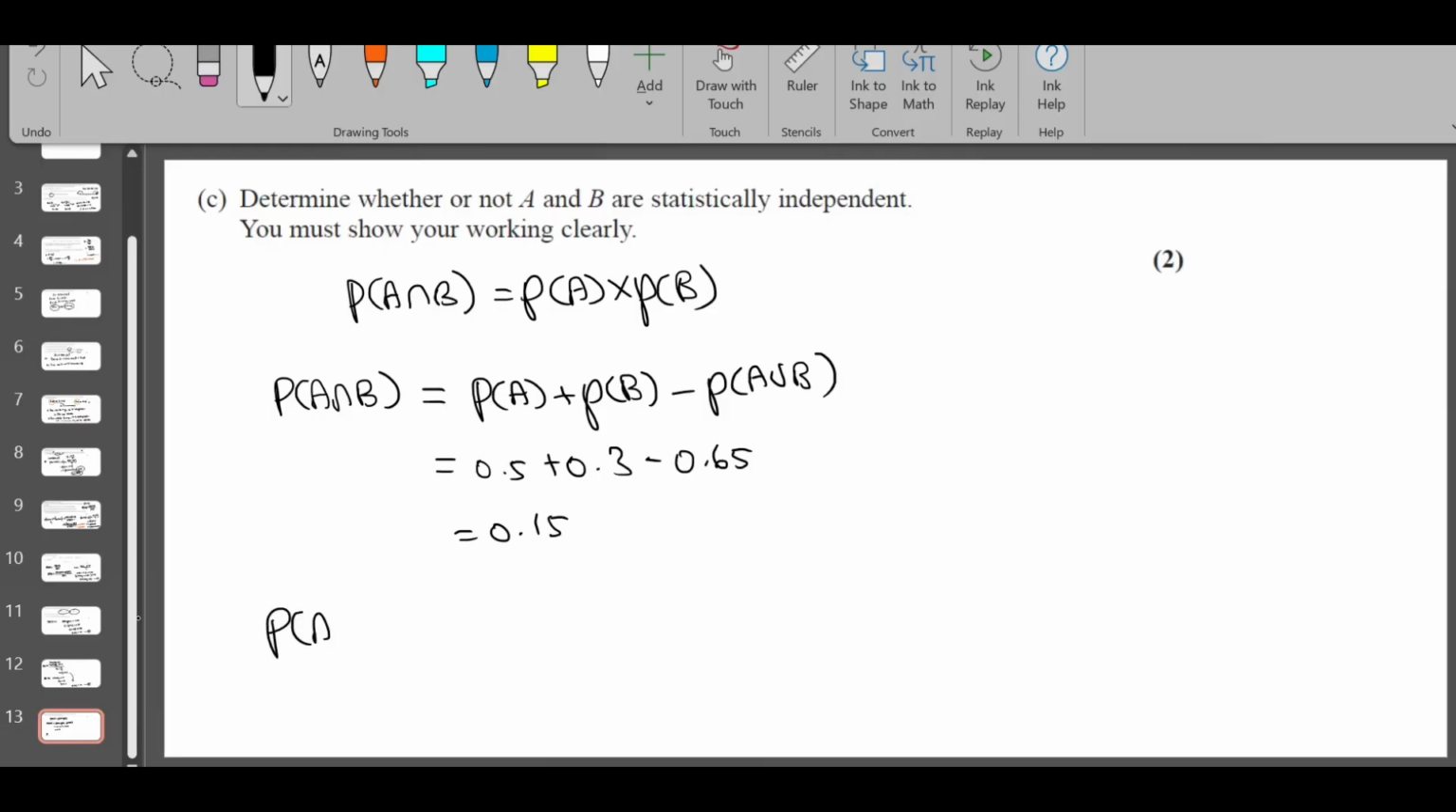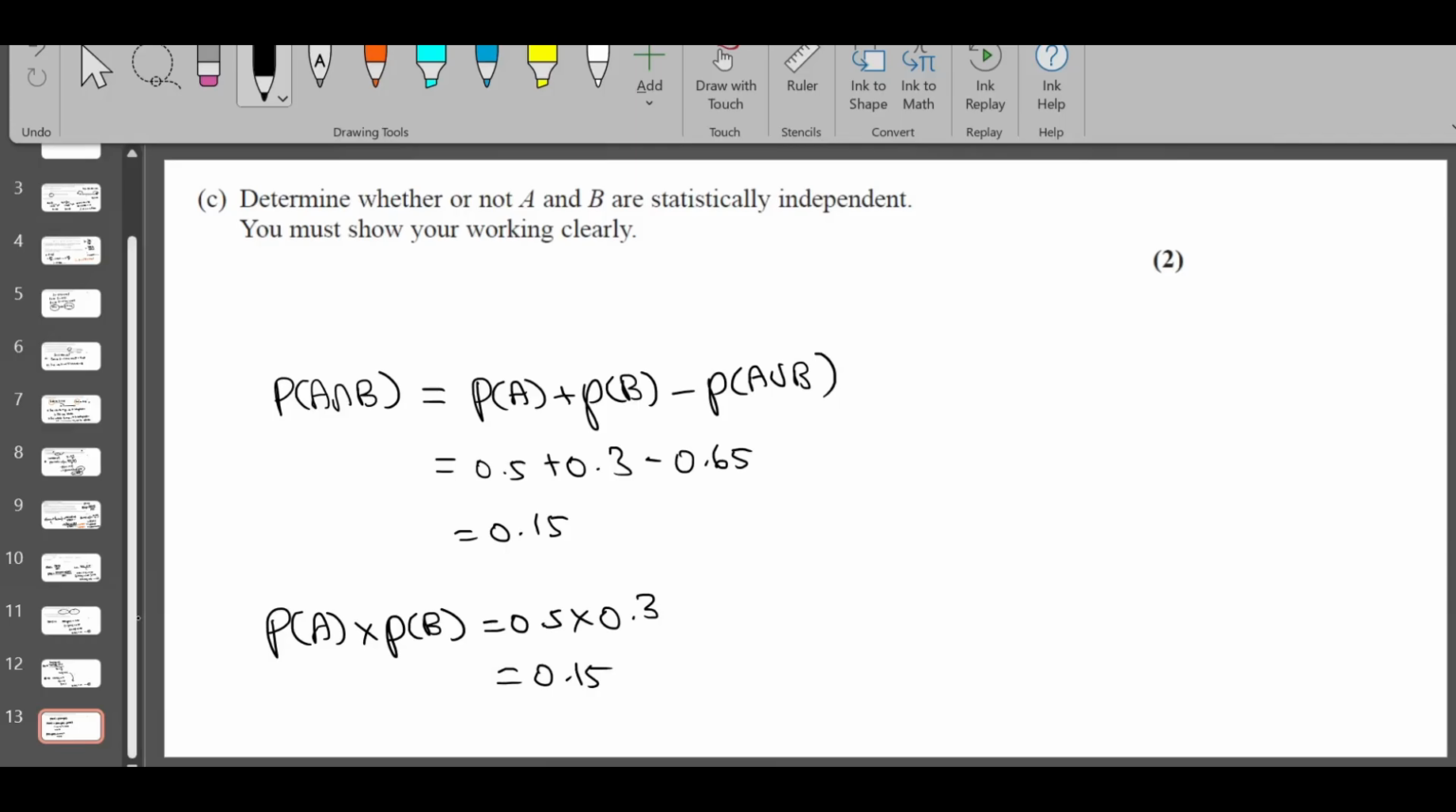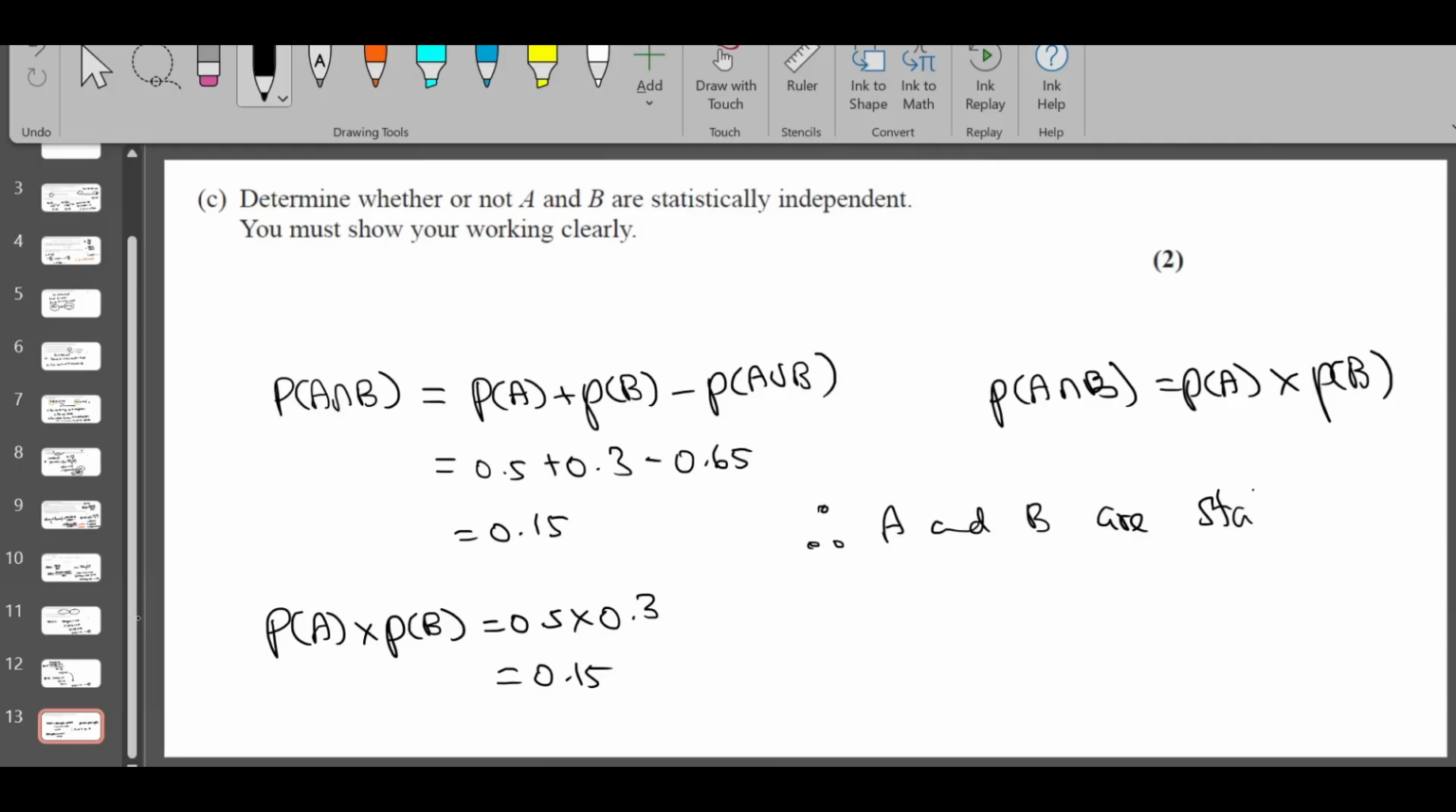Now find the right hand side, P of A times P of B. 0.5 times 0.3 is 0.15. So here you don't write this first, here you write, therefore P of A intersection B is equal to P of A times P of B. Therefore A and B are statistically independent. You can just write independent events. That's all. Easy 2-mark question.